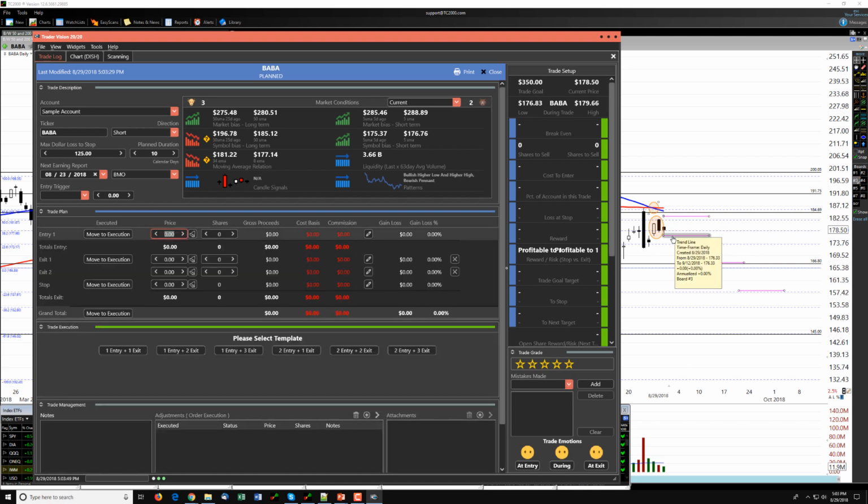Let's say the entry is 176.33. And the stop is 183.30. With the first target down here, 166.85. And the second target, 158.10.